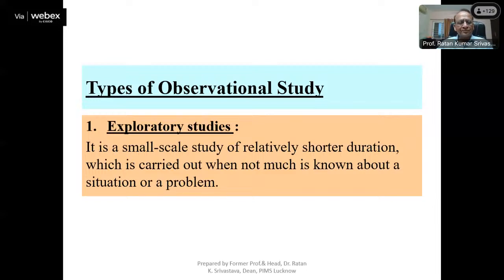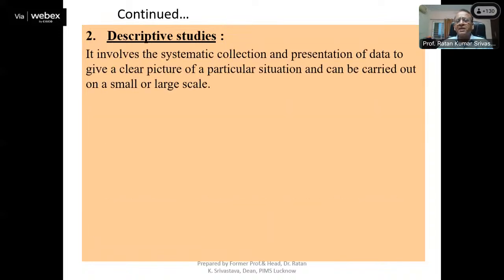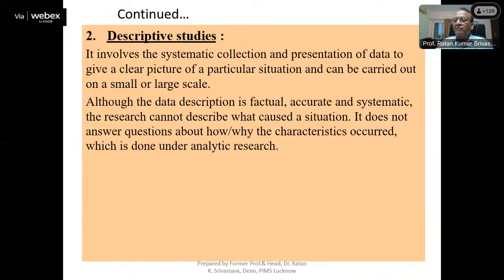Any new thing happens, then you explore. It is carried out when not much is known about a situation or a problem. We call this an exploratory study. So that is one thing. Now, descriptive study. It involves the systematic collection and presentation of data to give a clear picture of a particular situation and can be carried out on a small or large scale. So in descriptive, you have to describe in detail and follow some systematic collection of data. In exploratory also we have devised how to do that study, but then it is open. Any method is acceptable in exploratory because you are exploring. Many times you carry out a cross-sectional study and say that it is exploratory because you do not know about that disease. In cross-sectional, you just interview some people and then you write it down. So we call it exploratory.